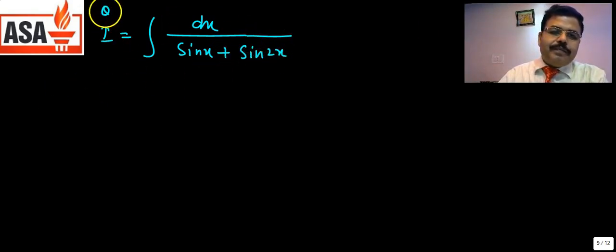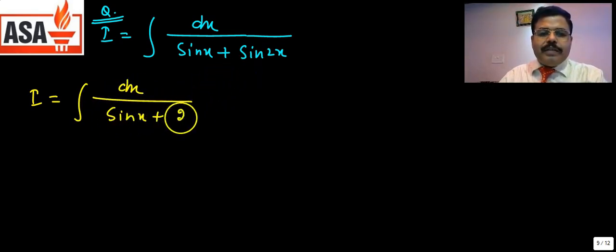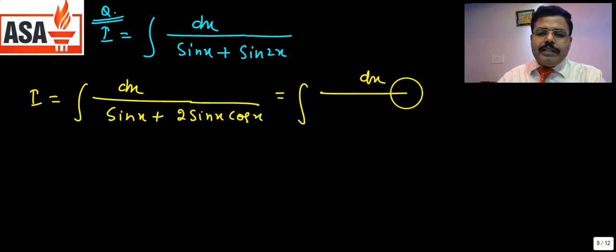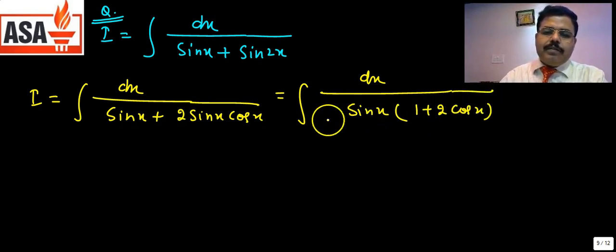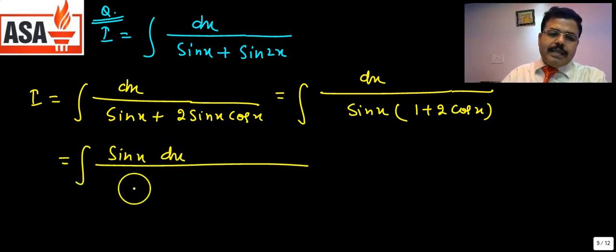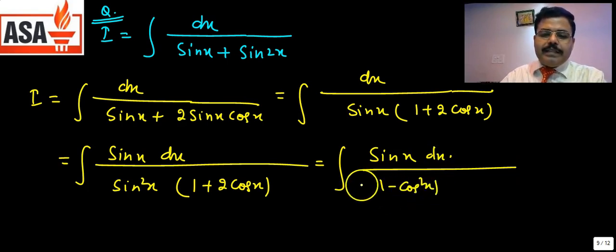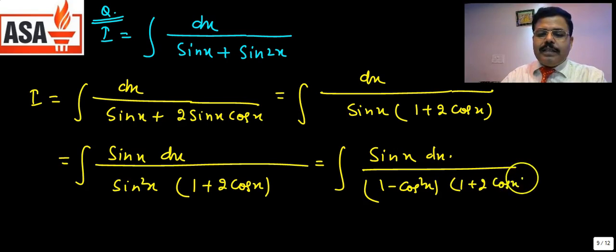To solve this question, what to do? I can be written as dx upon sine x plus sine 2x. You know, sine 2x is 2 sine x cos x. So can I take sine x as common? Yes. So dx upon sine x, if I take common, 1 plus 2 cos x, right? So multiply numerator and denominator by sine x, we will have sine x dx upon sine square x into 1 plus 2 cos x. Now this will be sine x dx upon 1 minus cos square x into 1 plus 2 cos x.